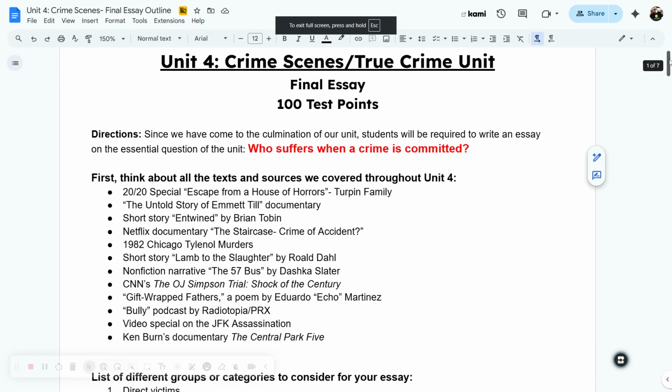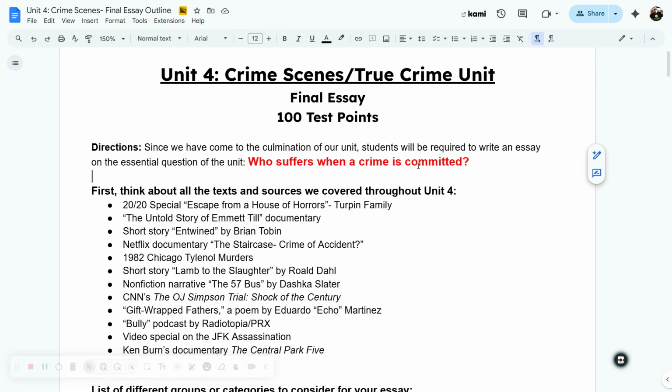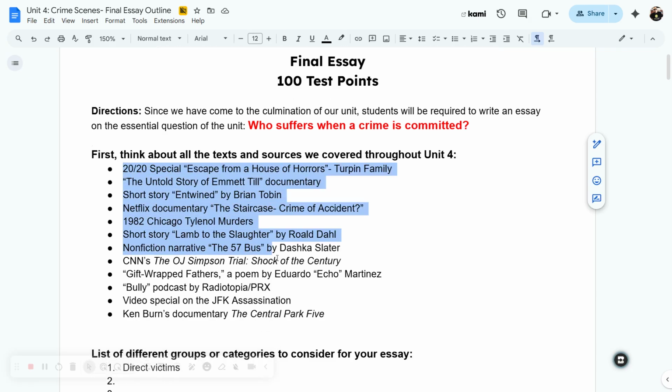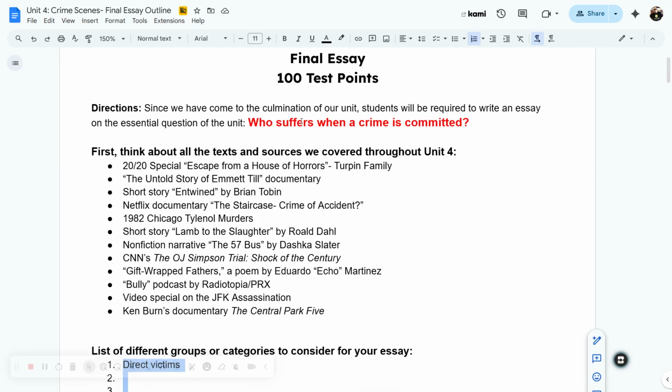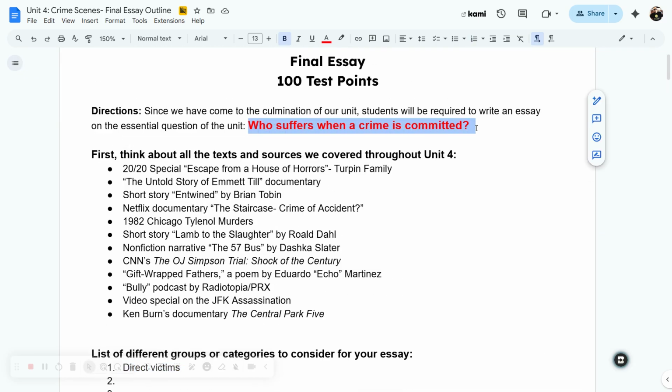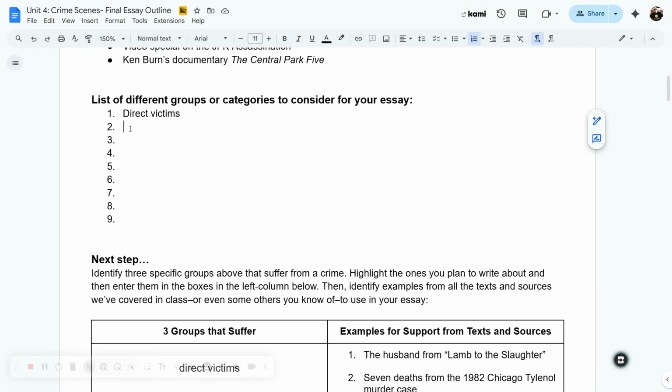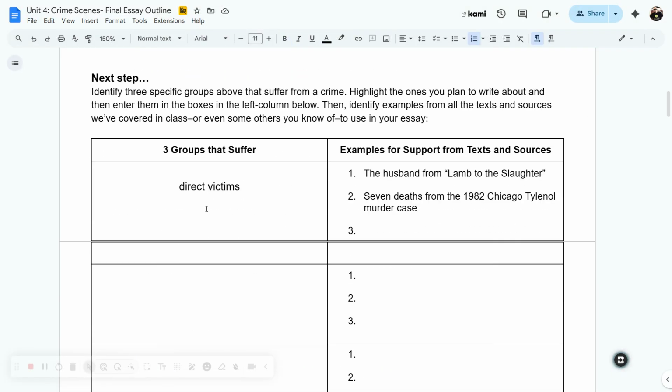Now, most of the work we're going to be doing for the next couple of days over this essay will be done directly on this document. So yesterday, quick recap, we went over all the different texts and sources that we studied in this unit, of the various types of true crime or crime scene cases that we covered. Then we talked about 8 different groups that could be directly affected by a crime. Remember, the essential question is who suffers when a crime is committed, and your job was to pick 3 of those groups and put them in this box.